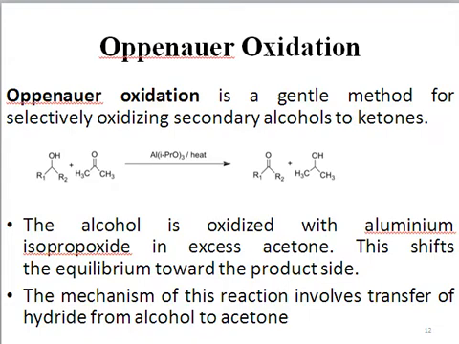Right, that's a limitation, that we can convert the secondary alcohols into ketones, right? However, this is milder, a selective reagent, so if you have a substrate that has a lot of functional groups, you can use Oppenauer's oxidation, because Oppenauer oxidation does not affect other functional groups. It will just convert this secondary alcohol into ketone nicely and cleanly.